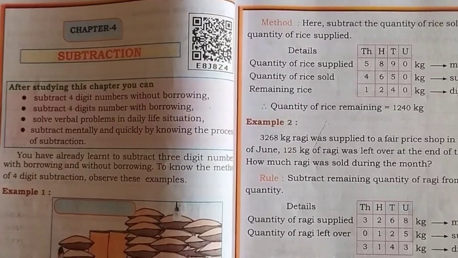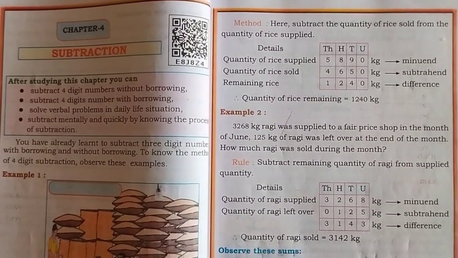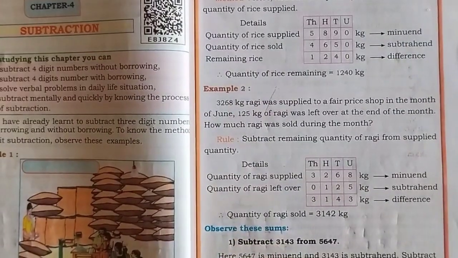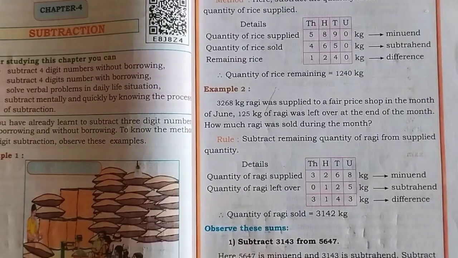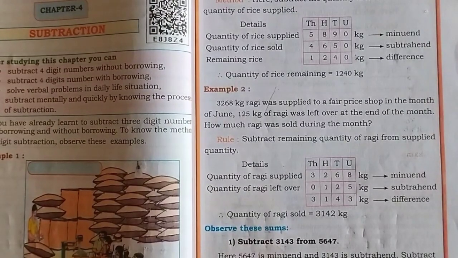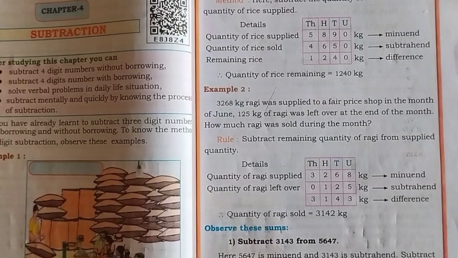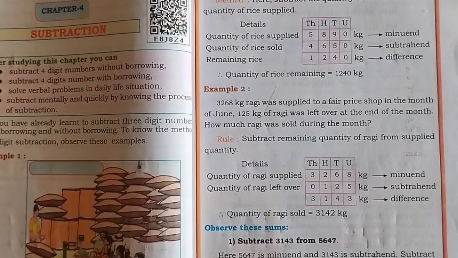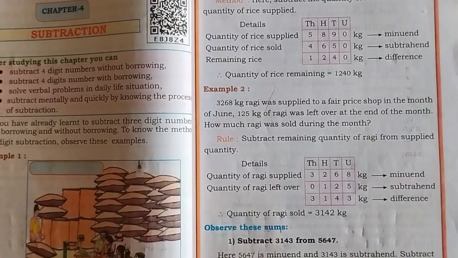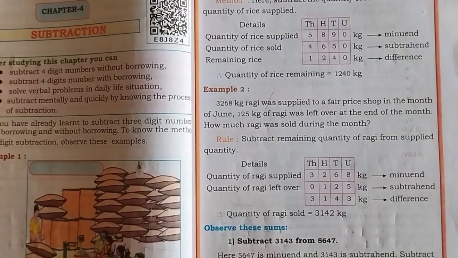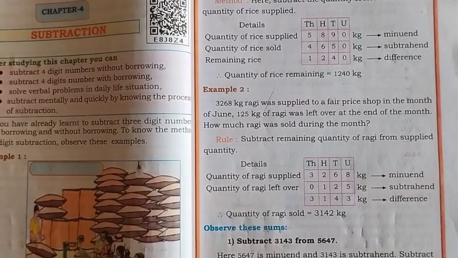Today we are going to learn about 4th standard Maths chapter 4 Subtraction. In your 3rd standard you already learned to subtract 3-digit numbers with borrowing and without borrowing. Yes, no children? Now you are in 4th standard. So now we are going to learn addition and subtraction of 4-digit numbers. Addition chapter is over. In this chapter we are going to learn subtraction of 4-digit numbers.